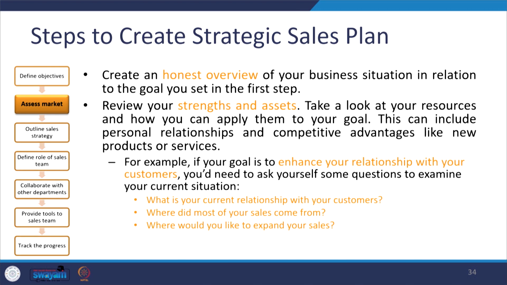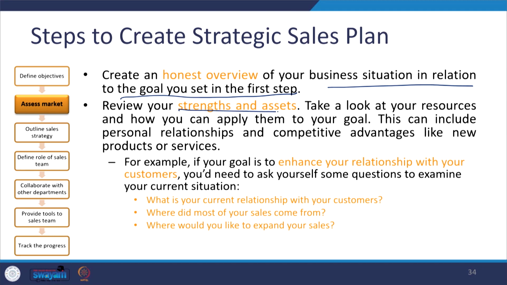Create an honest overview of your business situation in relation to the goal you set in the first step. For example, if a particular industry is going down because of an external economic shock, it's not good to project highly or be optimistic and set high sales value targets or volume targets, right? If the industry is going down and you are a part of that industry, then ultimately you will also have some impact from those external economic shocks, right?